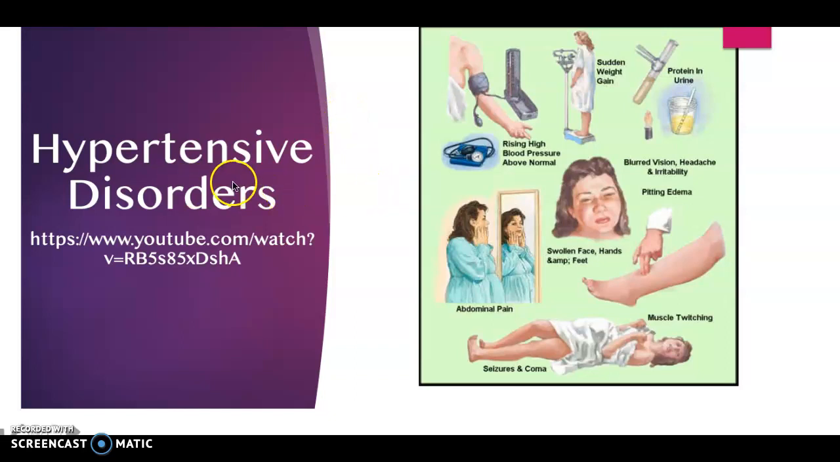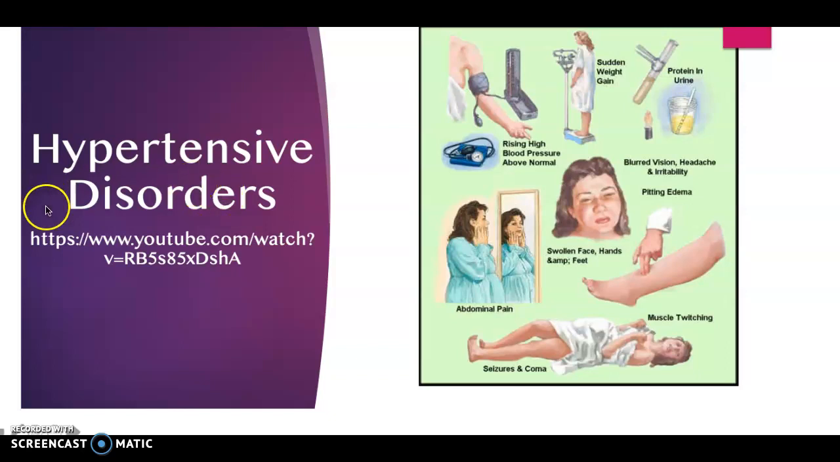So preeclampsia. Women can have high blood pressure, but it's not preeclampsia. Normally, remember that the blood pressure should decrease because of the vasodilation throughout her vascular system. If you see an increase in blood pressure with no other signs and symptoms, then that's just maternal hypertension, and that could be something that she had a problem with before she got pregnant. She just didn't go in and have it checked or monitored.